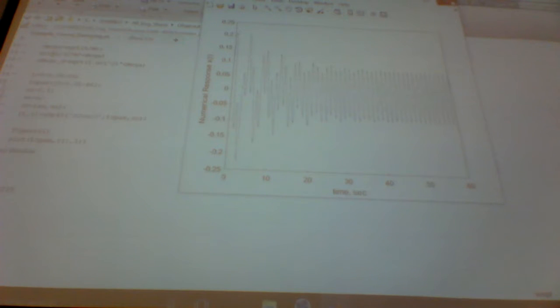Okay? So now let's go to the other extreme. If we put here 2, what are we going to get? Something periodic, no? It's going to take a while for the response to damp and to get there. Okay? All right, so let's save this.